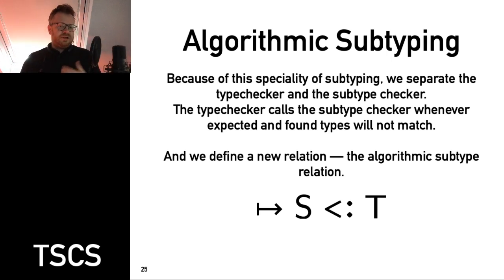And because we want to distinguish that a little bit, we take a new relation: we take the turnstile and put a little arrow at the end. And this is the algorithmic subtype relation. It's the same as before, but you do have this little notation in front of it that tells you, okay, it's algorithmic subtyping.